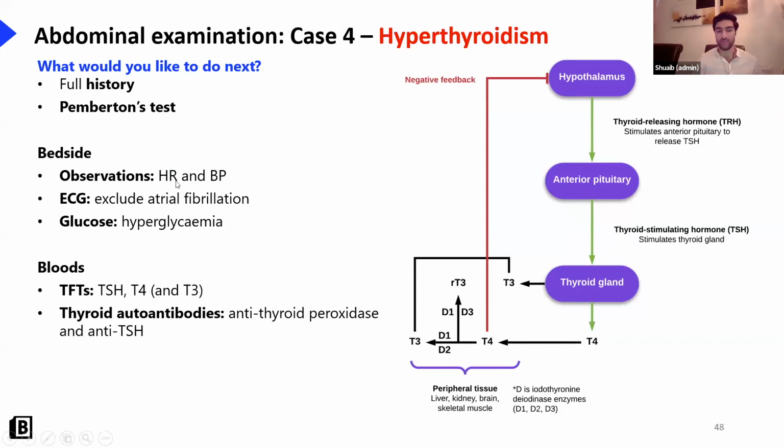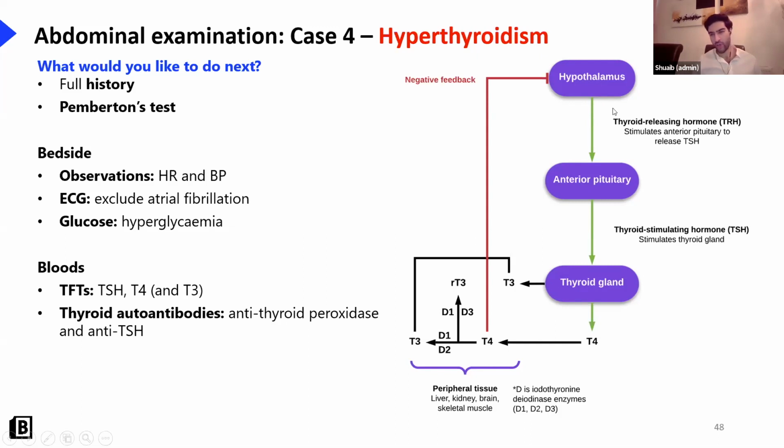Observations, heart rate and blood pressure. So these patients can be tachycardic and hypertensive. You want to do an ECG to look for atrial fibrillation. And hyperthyroidism also causes hyperglycemia, so you can check the glucose levels. Ultimately, you want to do thyroid function tests and thyroid autoantibodies to confirm the diagnosis.